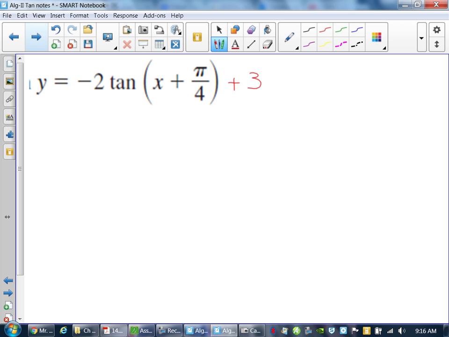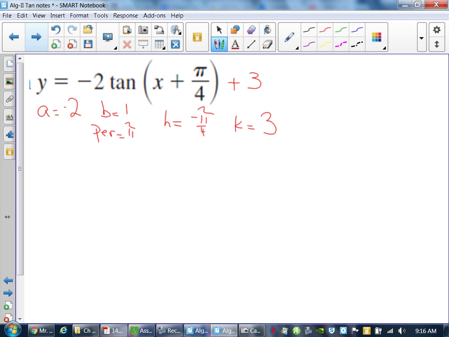So list out your values, and you know that A is -2. Our B value is 1, which gives me a period of pi. What's my h value? Negative pi over 4, very good. It's negative pi over 4, and a k value of 3.